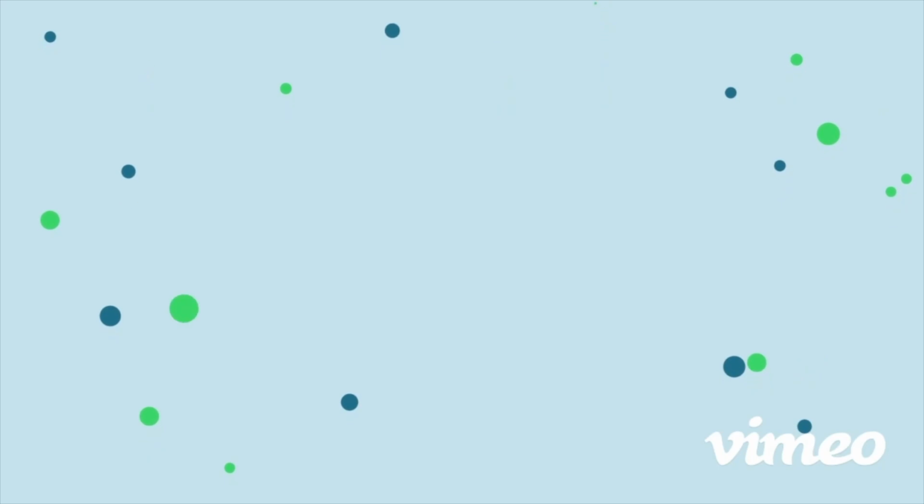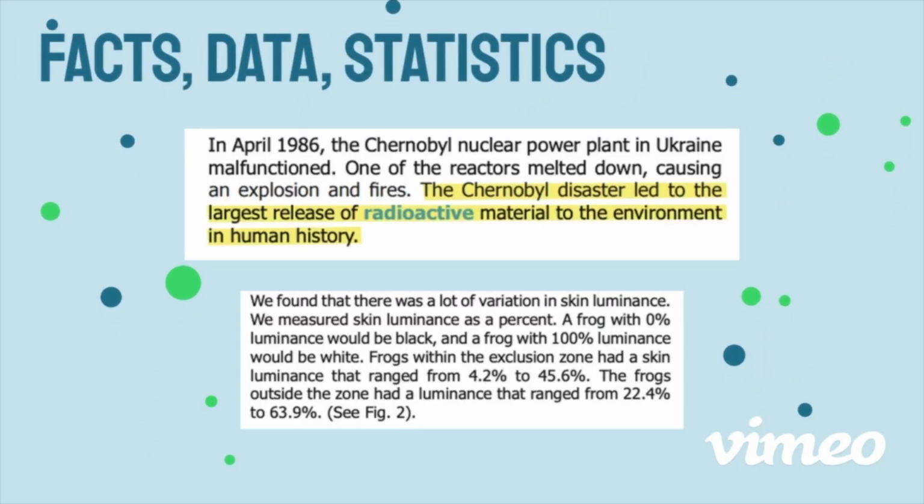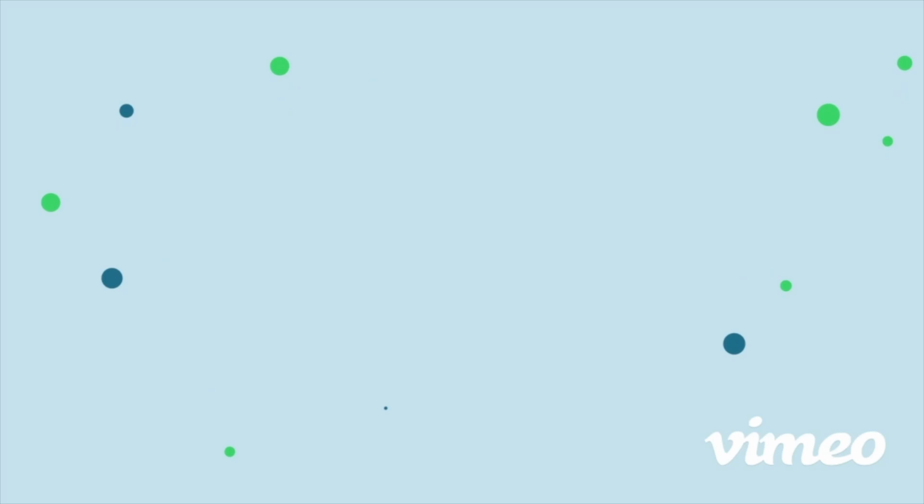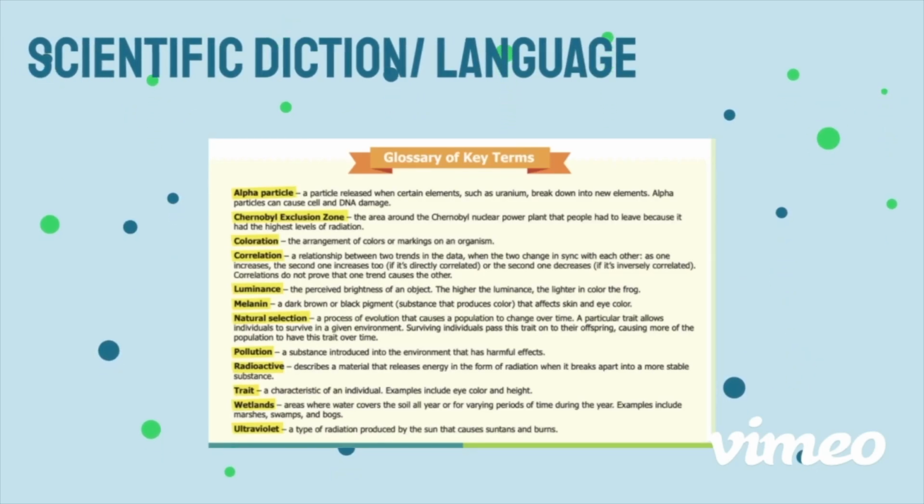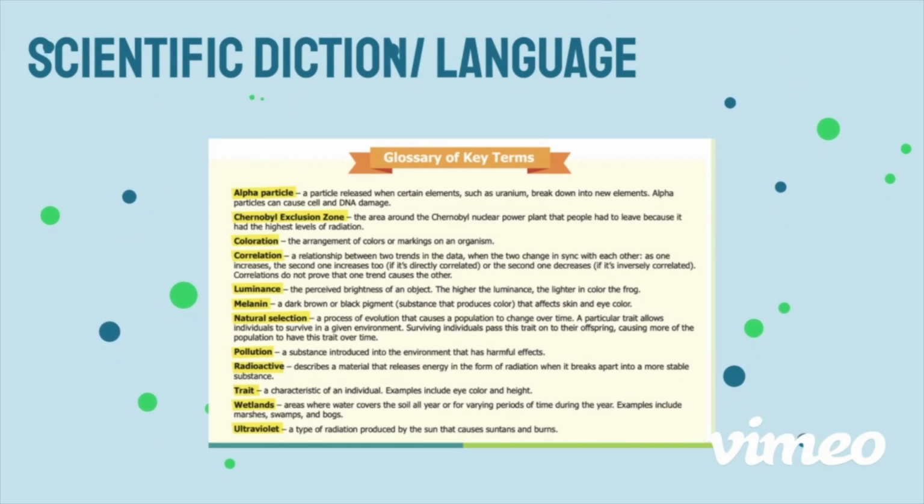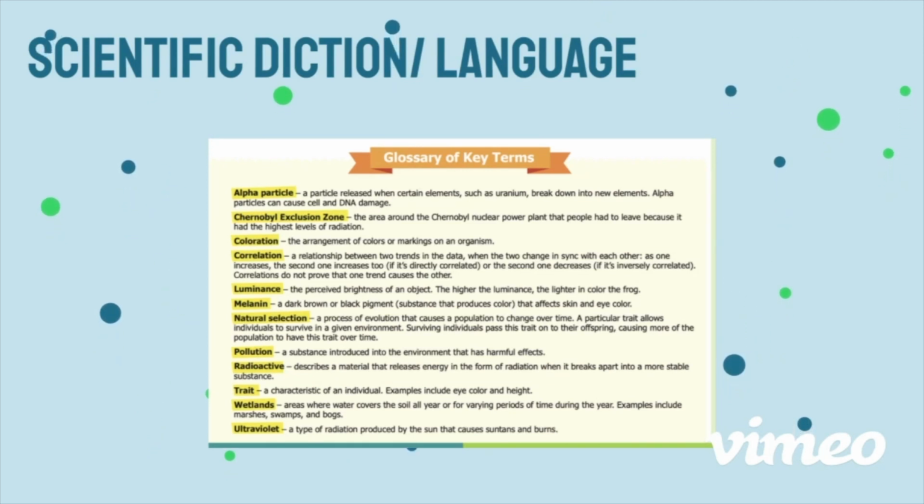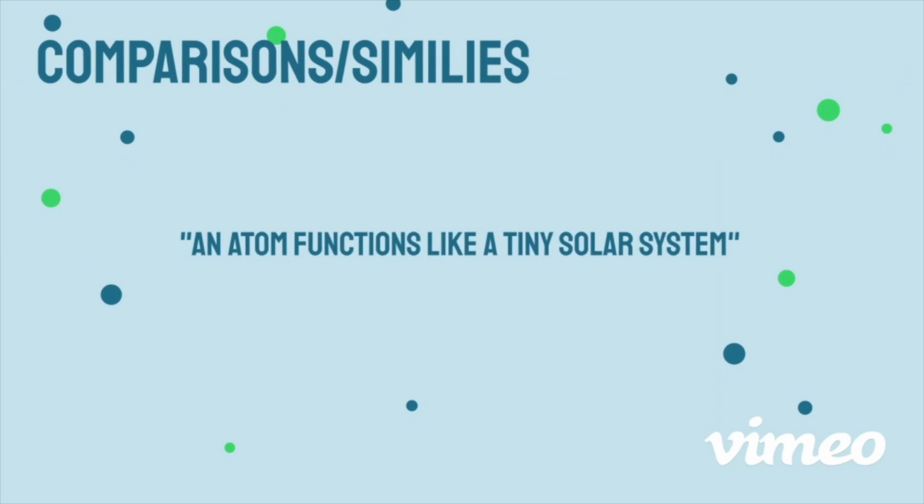Because of their purpose of sharing knowledge, scientific articles consist of informative features such as facts, data, statistics, and clear explanations. The use of scientific diction and language is used and described as specialist vocabulary. Those are those science-y words that are super technical and sometimes way too hard to understand.